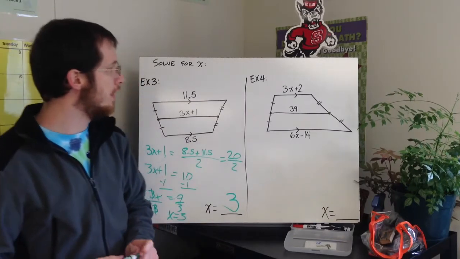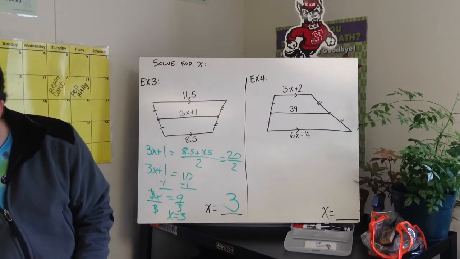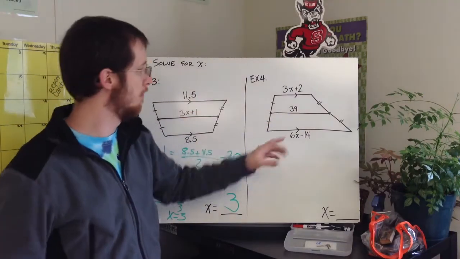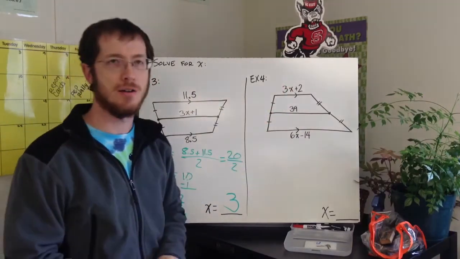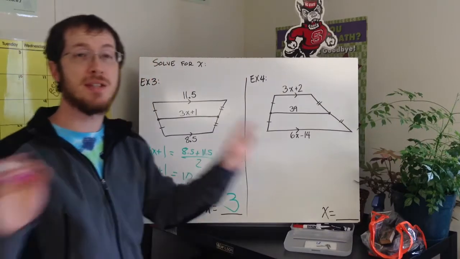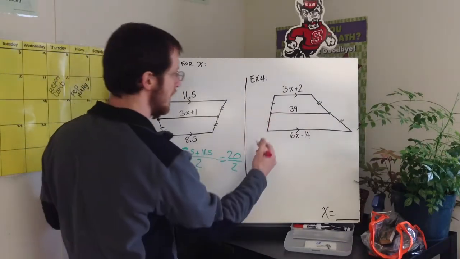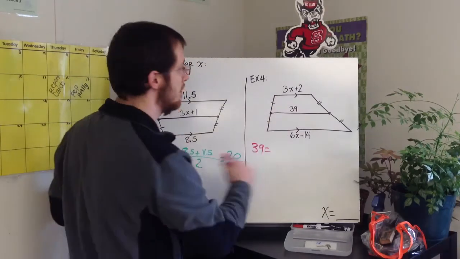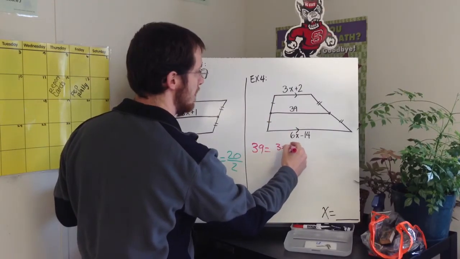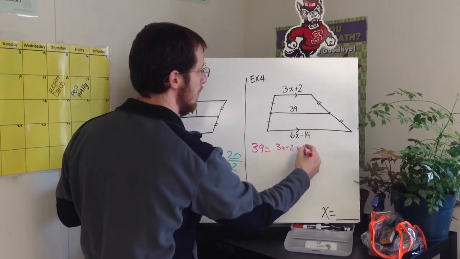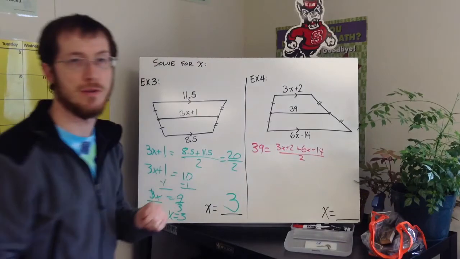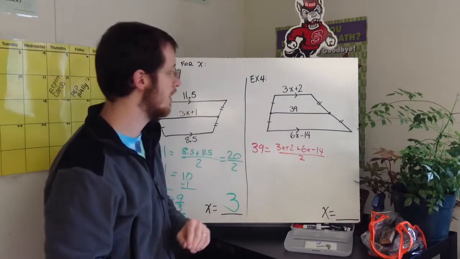Okay, one more example here. This time, we're given our midsegment straight out, 39. But now this time our bases are in terms of x. But we're going to set it up the same way every time. Our midsegment equals the average of our two bases, 3x plus 2 plus 6x minus 14, and then all of that over 2. Okay, so let's focus on the right side of our equation here.